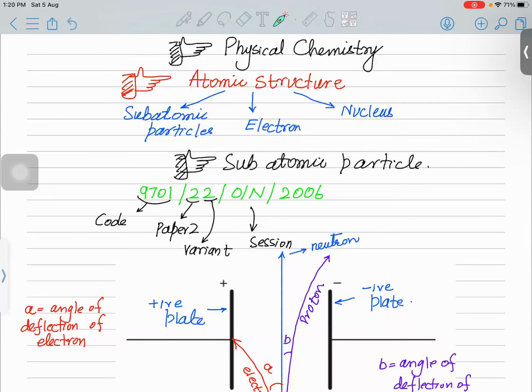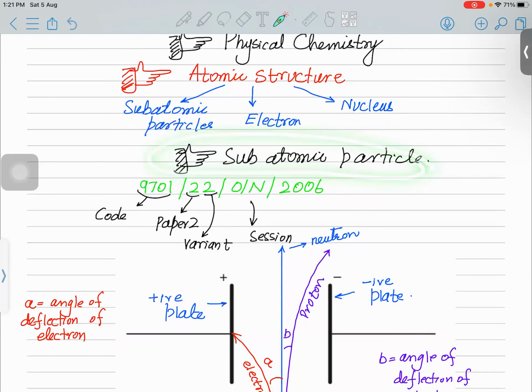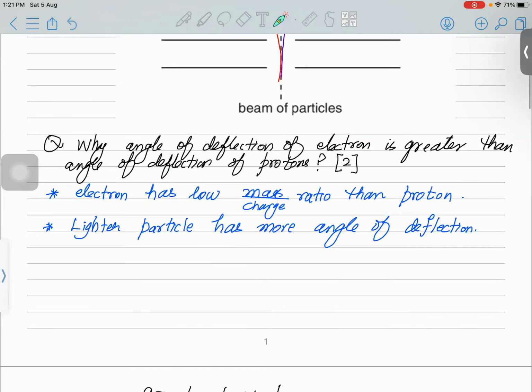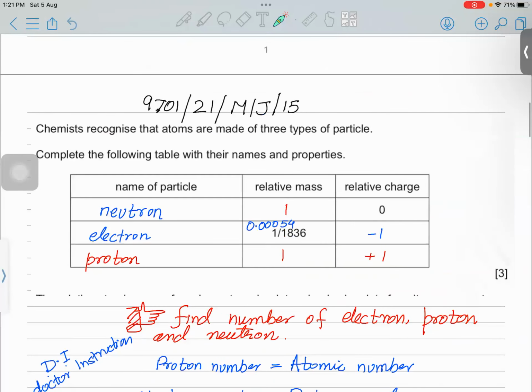So I repeat it again. In atomic structure, you have three subtopics: subatomic particle, electron, and nucleus. Subatomic particle was our first topic, and we have three questions in it. First, the direction of the electron, proton, and neutron. Electron moves towards the positive plate, proton moves towards the negative plate, and neutrons are not deflected by any plate, so remain unchanged.